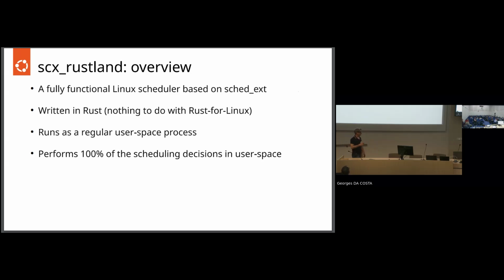So that's why I decided to try and write this project called Rustland. It's a fully functional Linux scheduler. You can use it, it seems to work more or less. It's written in Rust, but that's something I usually mention: it has nothing to do with Rust for Linux, because usually people say, oh yeah, that's Rust, therefore it's the Rust kernel part. No, it's just Rust in user space, regular Rust. The scheduler itself runs as a regular user space process.